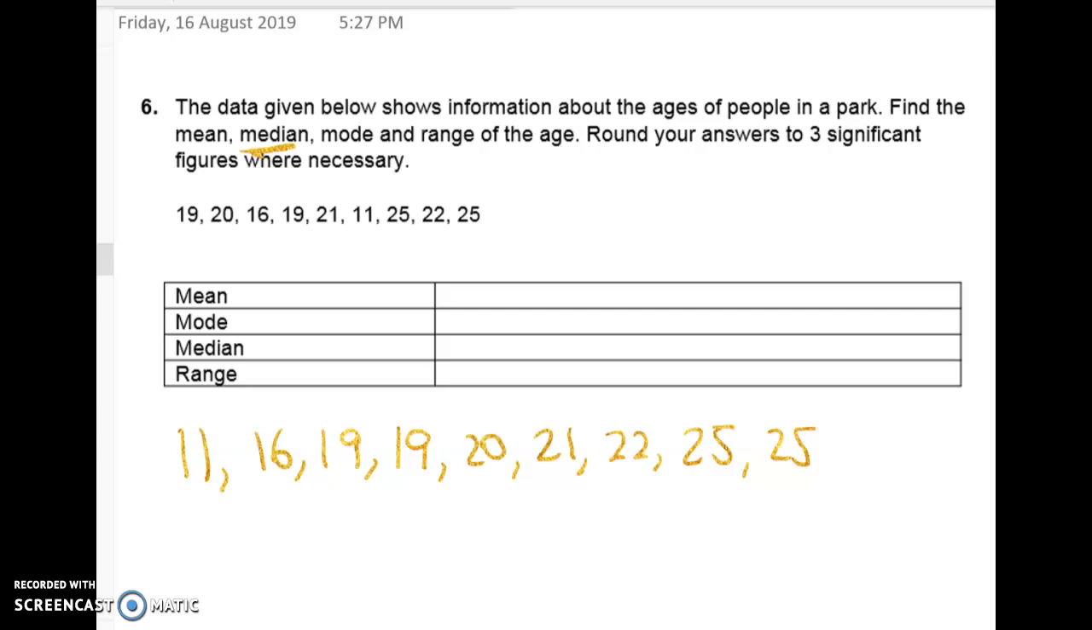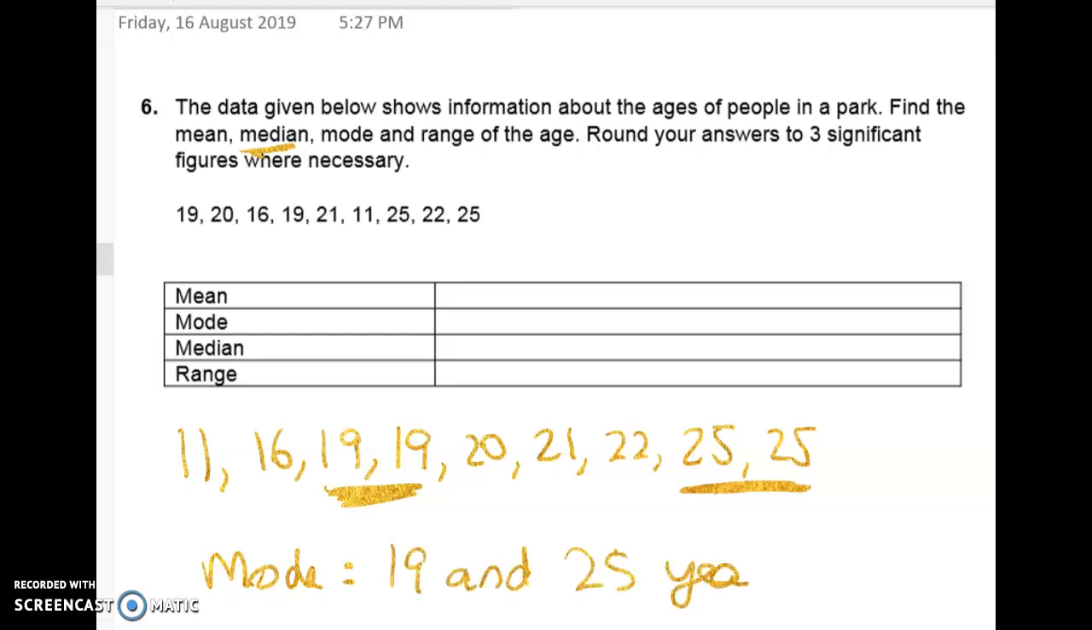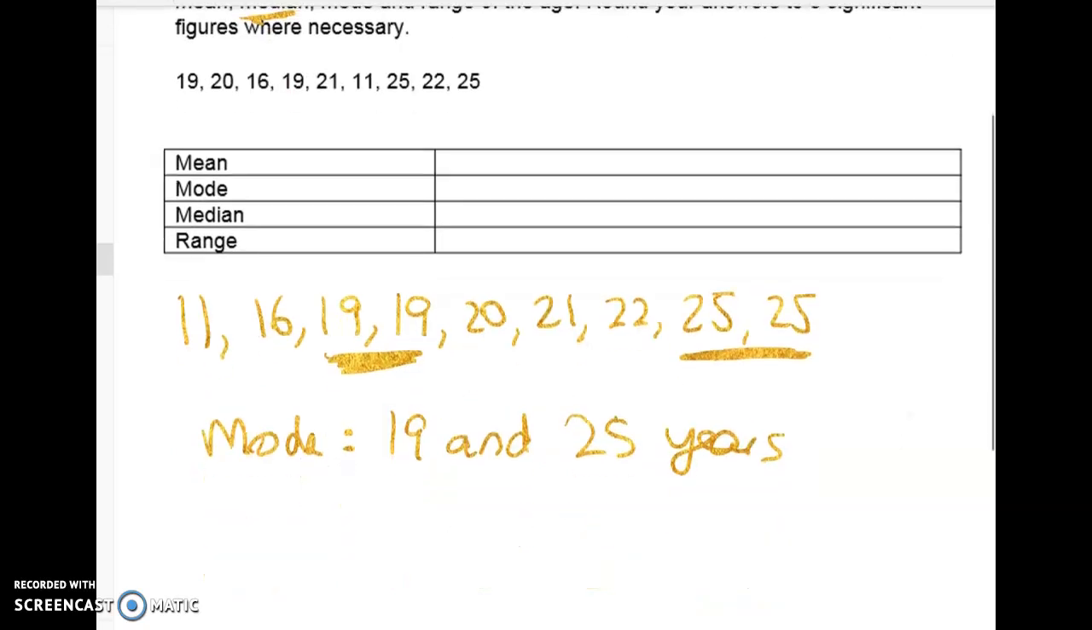Now I can straight away see the mode because I've got two values in here of 19, and I've got two values in here of 25. So the mode will be, there will be two of them, 19 and 25 years. And that's what we call bimodal data. Okay, two modes.